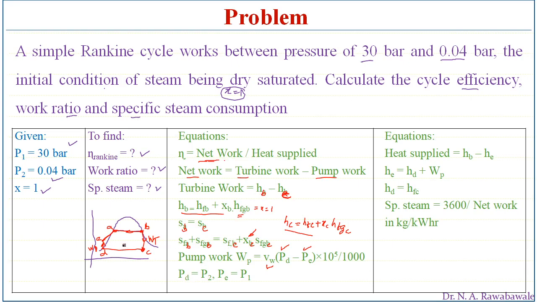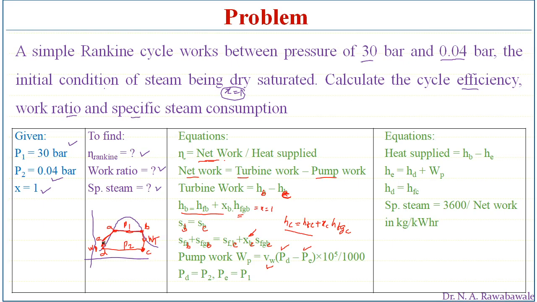So PD means pressure, this is P2 and which is given as 0.04 bar, and P1 or PE, pressure at E, A and B is same. So this pressure is known as P1. So P1 is equal to 30 bar and P2 is equal to 0.04 bar. Then heat supplied. So from where to where heat is supplied?